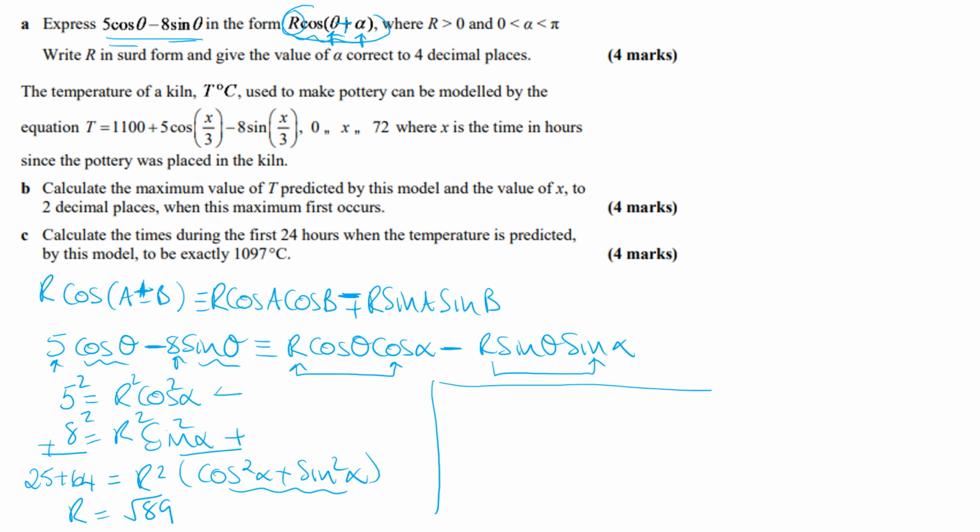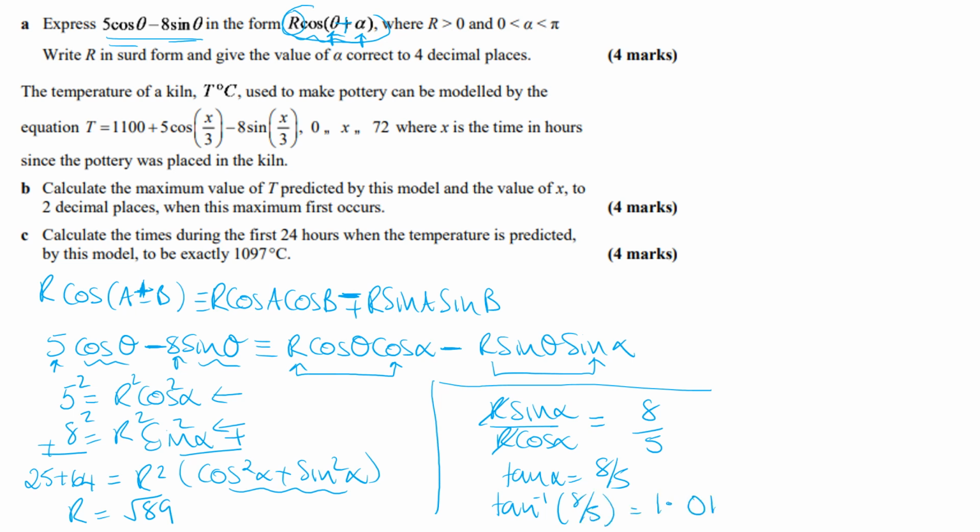So we've found R. Now we need to find alpha. Now we go back to these equating coefficients equations without the fact that I've written squared on them. If we do the sine equation over the cos equation, we're going to get R sine alpha over R cos alpha. That must be equal to 8 over 5. So the R's will cancel. Tan alpha is equal to 8 over 5. Tan to the minus 1, inverse tan of 8 over 5 is equal to 1.0122, and that's equal to alpha.